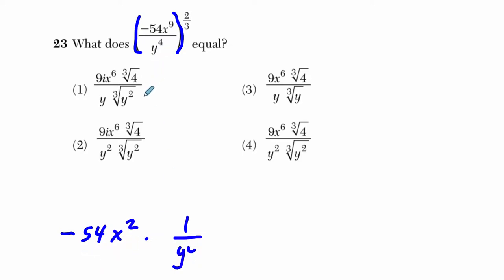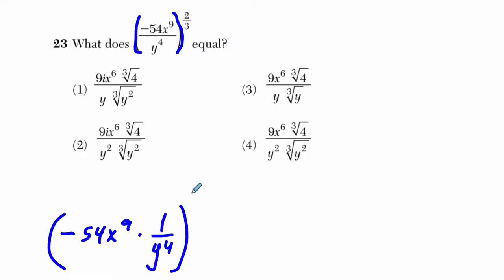I'll rewrite that. What we're dealing with are three factors: 1 over y to the fourth, x to the ninth, and negative 54. And that's all being raised to the 2/3. Just to make it a little more straightforward, I'm going to write it like this. By definition, 1 over y to the fourth is y to the negative fourth.